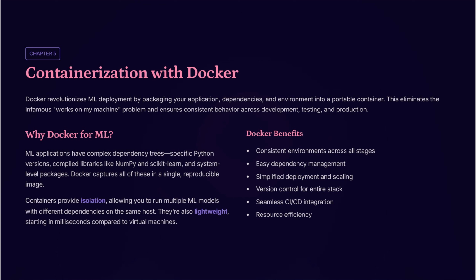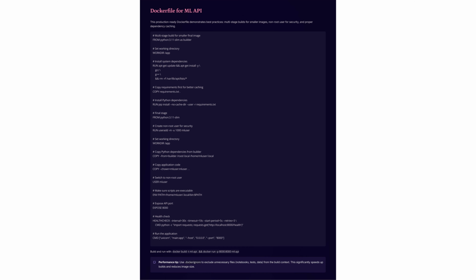and version control. This Dockerfile for a machine learning API employs multi-stage builds to minimize image size and enhances security by using a non-root user. It efficiently caches dependencies and sets up a health check for reliability. The final image exposes port 8000 and runs the application with Uvicorn. Use .dockerignore to exclude unnecessary files, optimizing build speed and image size.